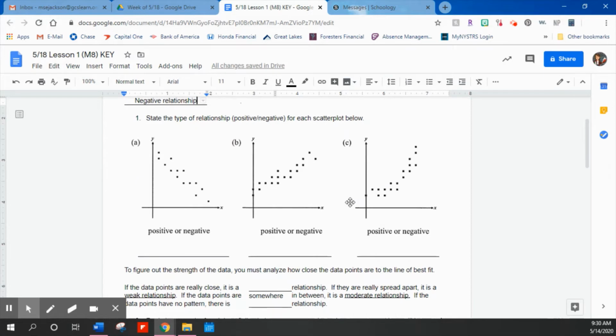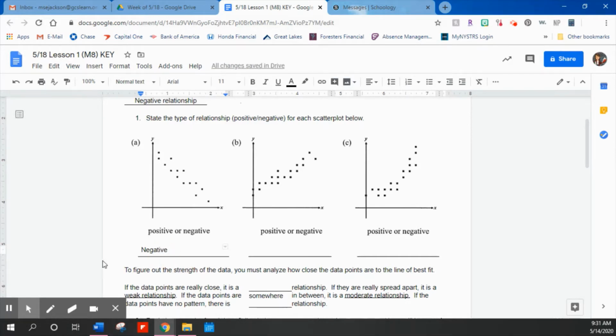Number 1, state the type of relationship, either positive or negative, for each scatter plot below. So I'm going to do the first one with you. So starting with letter A, we always read the graph from left to right. So I'm starting at my left-hand side here, and I'm going to move with the data points. So the data points seem to be going down. So it's like we're walking down a hill. So that means this relationship would be negative.